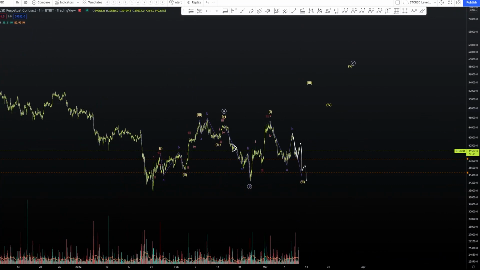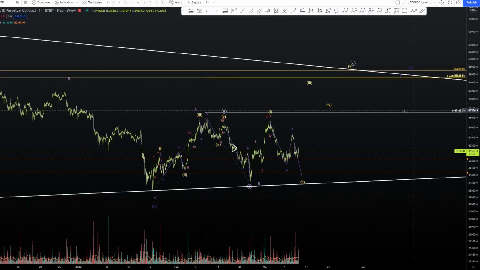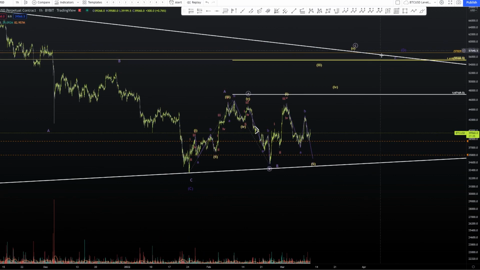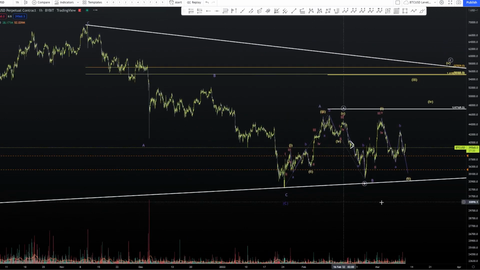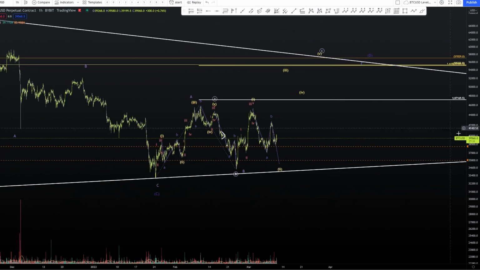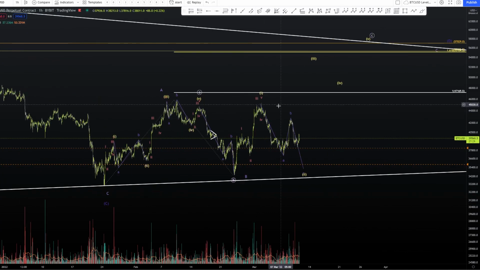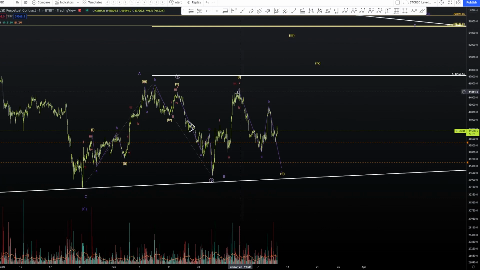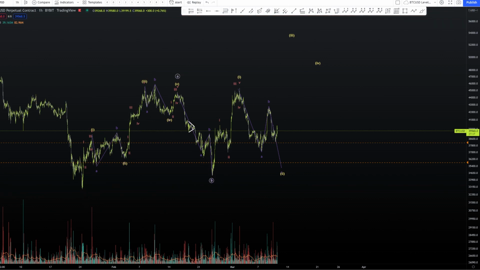And I'll show you the triangle count like I said I would. It would basically look like this right here, where we'd be coming up for this wave C, most likely to this 1.618, this golden pocket pulled from this high to this low. That would be where I'd be looking if we were to come higher and take out this high right here. Because if we take out this high right here, that's going to invalidate the triangle count, and it's going to activate some more bullish counts we could be looking at.